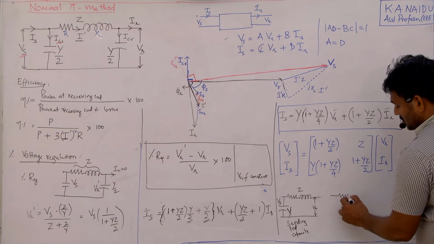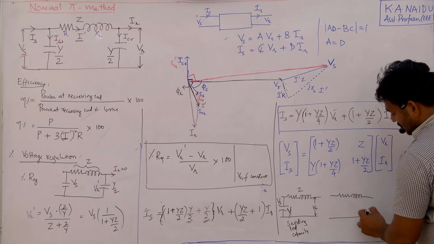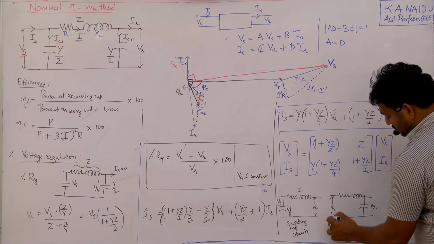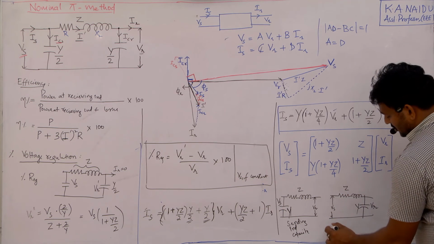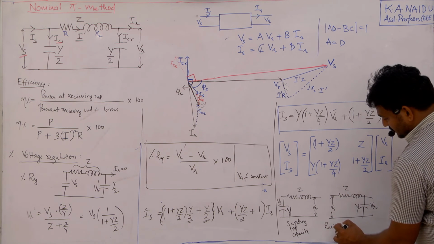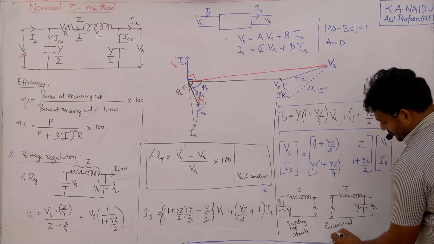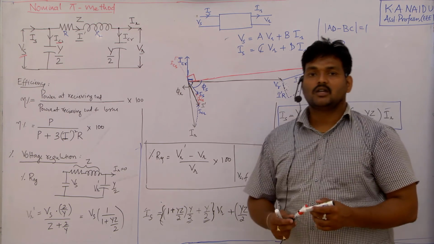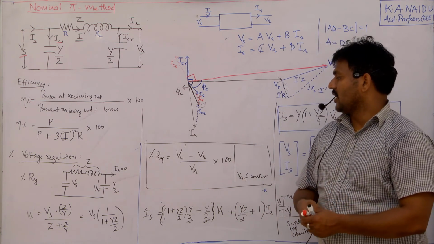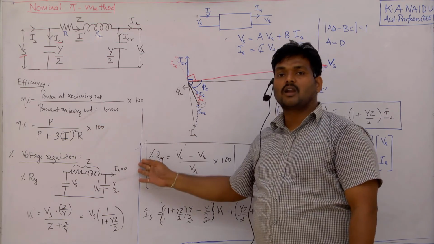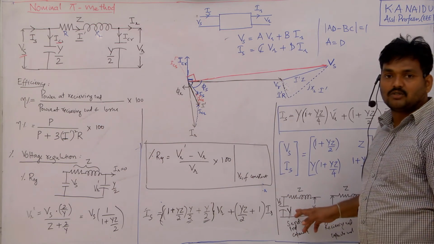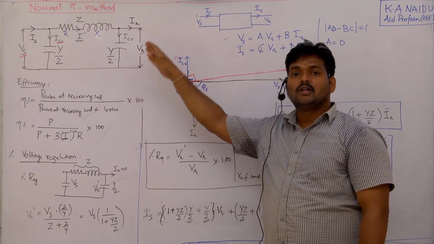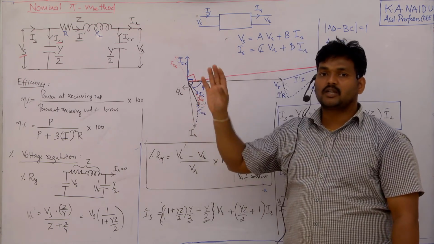Similarly, you can take the total admittance at the receiving end also. This is the receiving end capacitor model. However, if you analyze these circuits, it is observed that the errors in the calculation of efficiency and regulation are large. Therefore, these methods are seldom used. We go with only the nominal pi and the nominal T method for analyzing the performance of medium transmission lines.